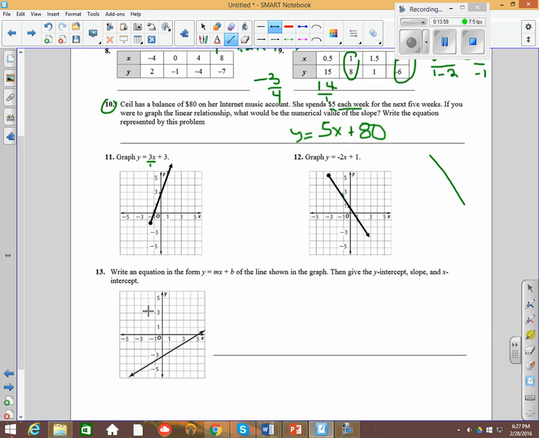Number 13. Write an equation in the form of y equals mx plus b of the line in the graph. Then give the y-intercept, the slope, and the x-intercept, okay? So let's see, what is the y-intercept? Where it crosses the y, it's called the y-intercept. It crosses it at negative 3. So the y-intercept is negative 3.